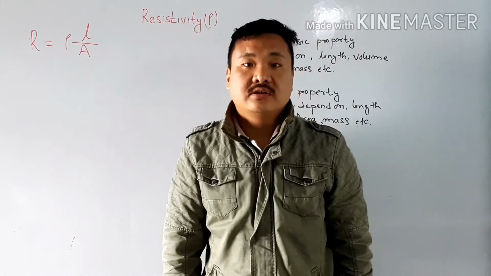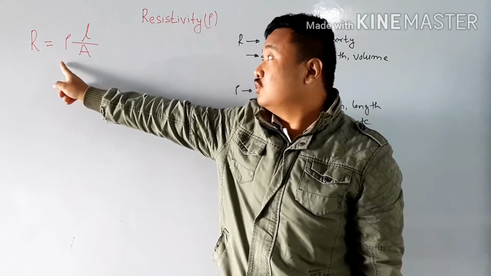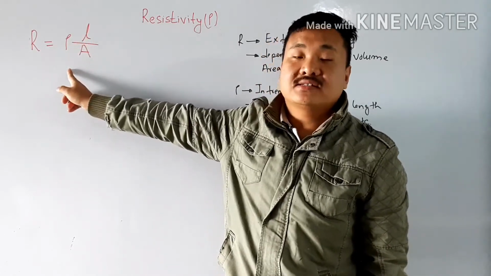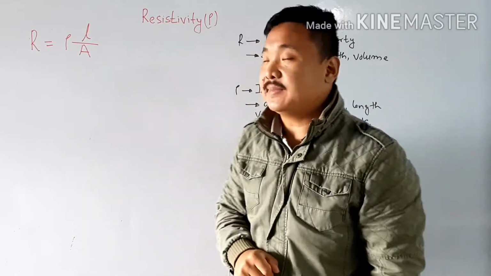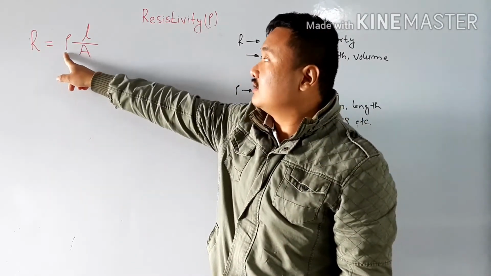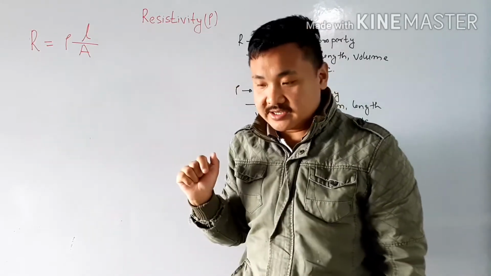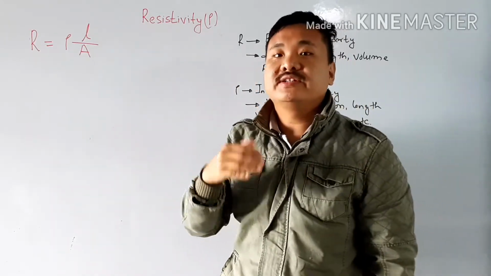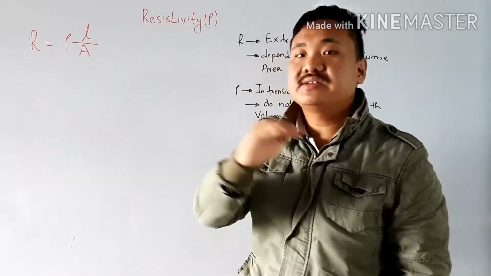We derived the formula of resistance. Resistance is equal to rho L by A in the last lecture, that is, the factors on which the resistance depends. So there we call this rho resistivity. Okay, so first let us go to the basic difference between resistance and resistivity.